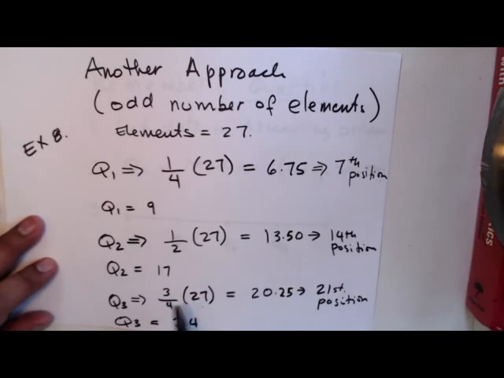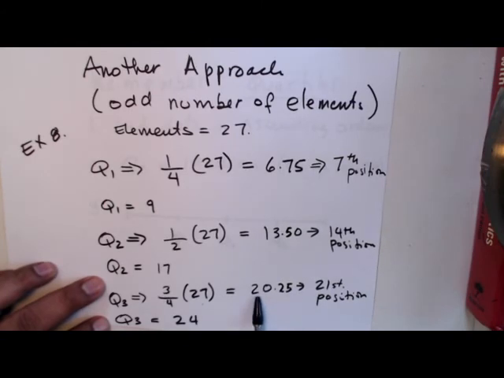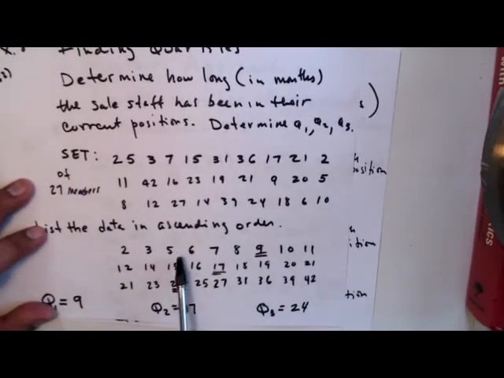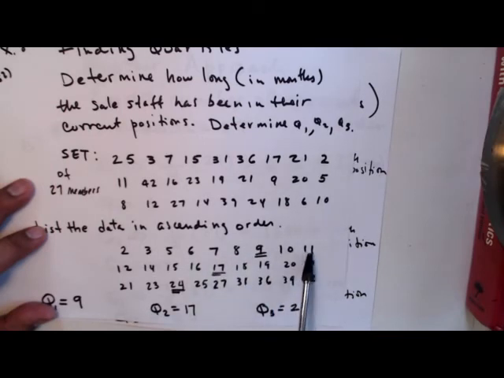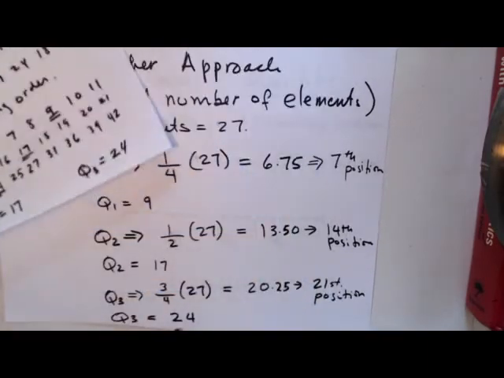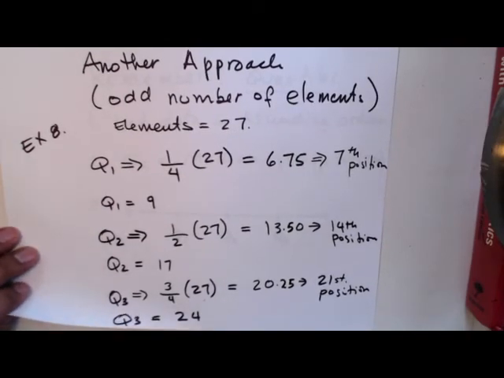And now for the third quartile, we do 3/4 multiplied times 27. When you do this calculation, you get 20.25. And this is pointing to position 21. So in position 21, we have to count again 1, 2, 3, 4, 5, 6, 7, 8, 9, 10, 11, 12, 13, 14, 15, 16, 17, 18, 19, 20. And there you have 21. So Q3 is 24. And so this is what you need to know for this section.